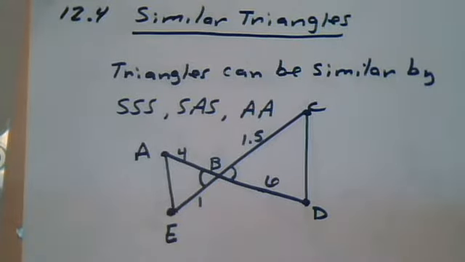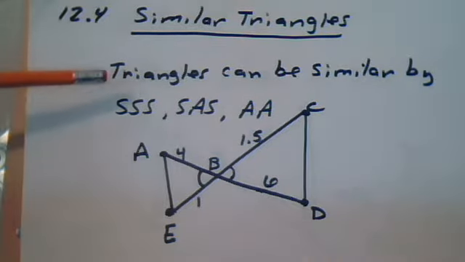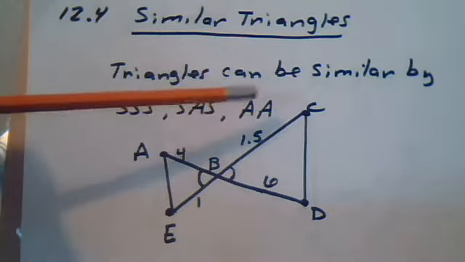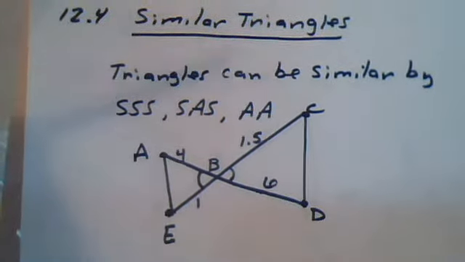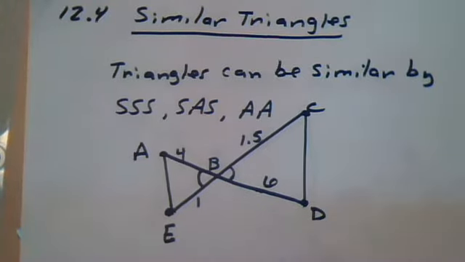Similar triangles. Triangles can be similar by SSS, SAS, or AA. To use SSS, we would have to show that the three sides of one triangle are proportional to the three sides of the other triangle. Proportional implies that the three sides of one triangle can be multiplied by a number such that after the multiplication, we would produce the lengths of the sides of the other triangle.